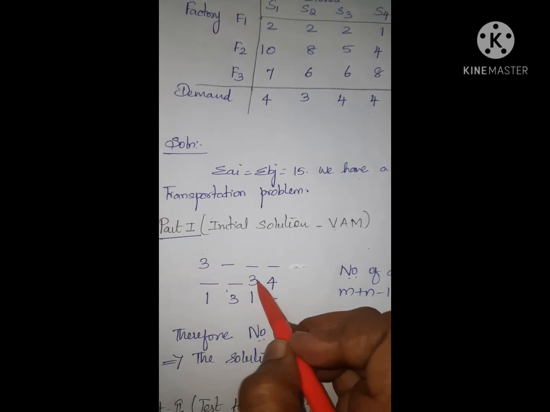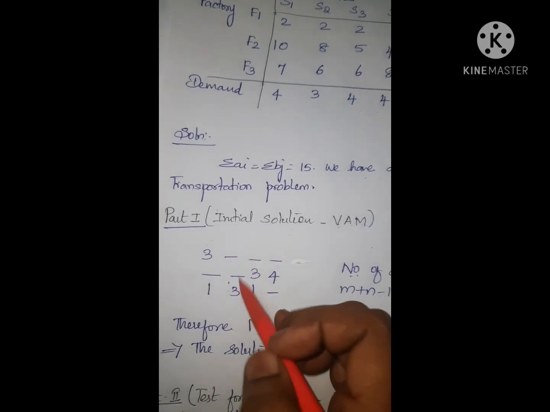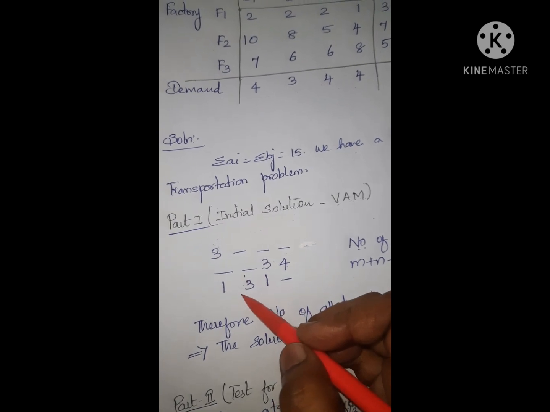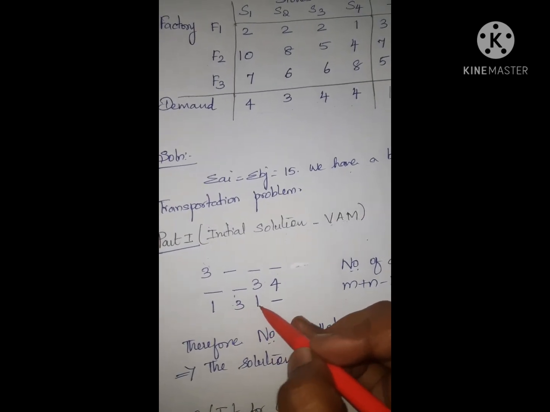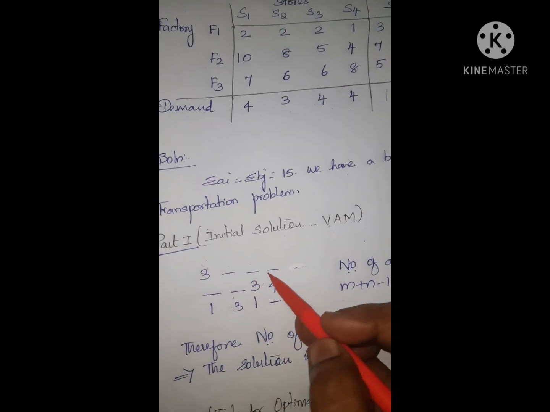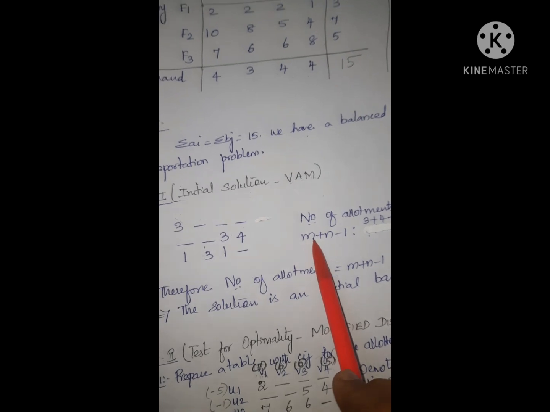So 1, 2, 3, 4, 5, 6. We have 6 allotments. Whichever cell has a value allotted is counted as an allotment, and whichever cell is blank is said to be unallotted. So we have totally 6 allotments. Now find the value of m plus n minus 1. M means the number of rows in the problem, and n means the number of columns in the problem.